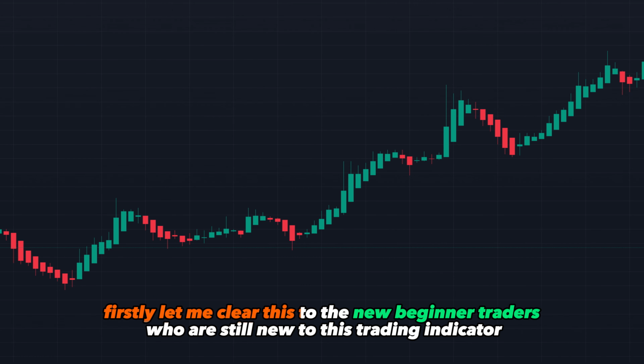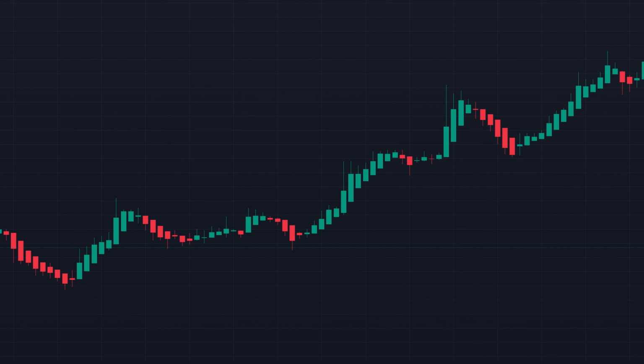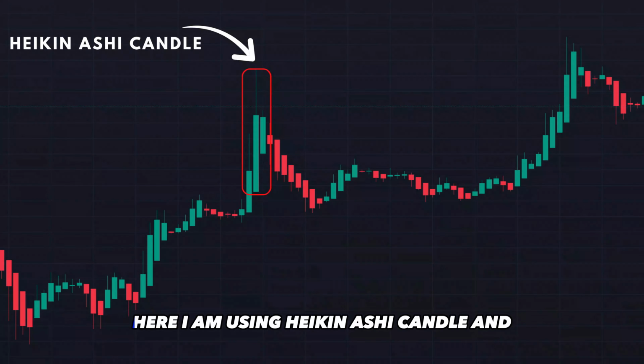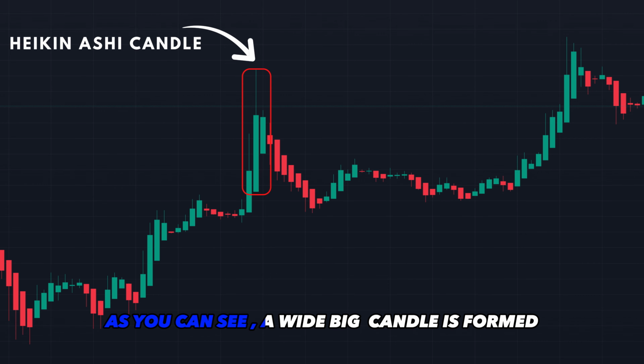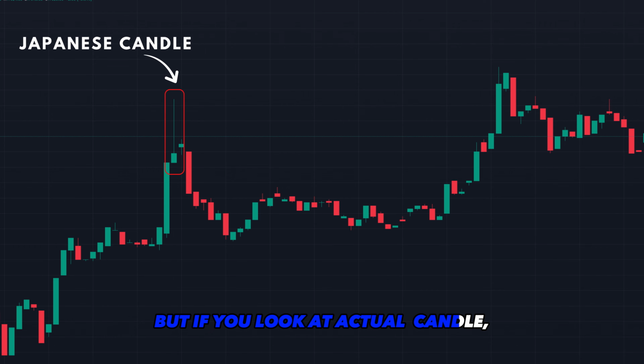Firstly, let me clear this to the new beginner traders who are still new to this trading indicator. The Heikin Ashi candle does not show real price, like you see in this example. Here I am using Heikin Ashi candle, and as you can see, a wide big candle is formed. But if you look at the actual candle, it displays a HPR pattern.